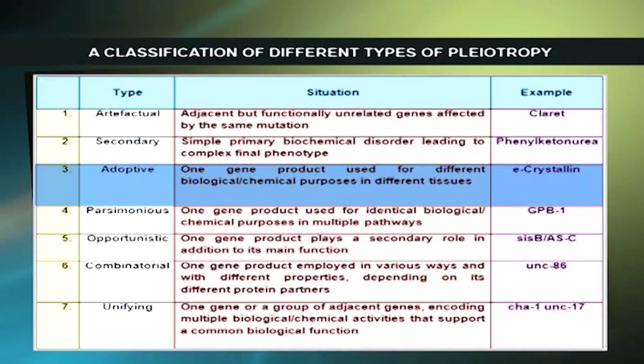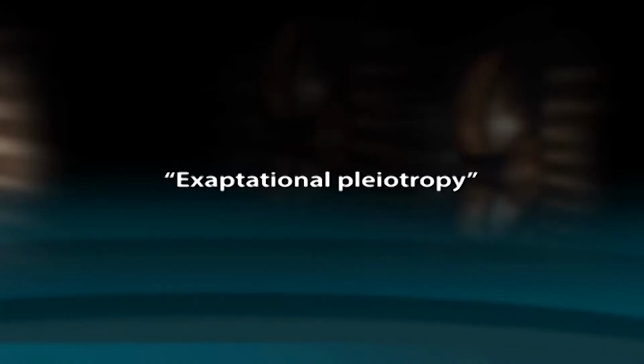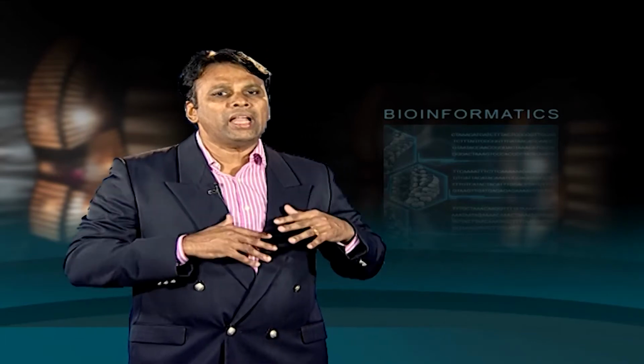The third one is adaptive pleiotropy. It is otherwise known as exaptational pleiotropy. In this, a pre-existing protein has been clearly exapted, or co-opted in evolutionary terminology, to implement an additional function that is not related to its original biochemical role.